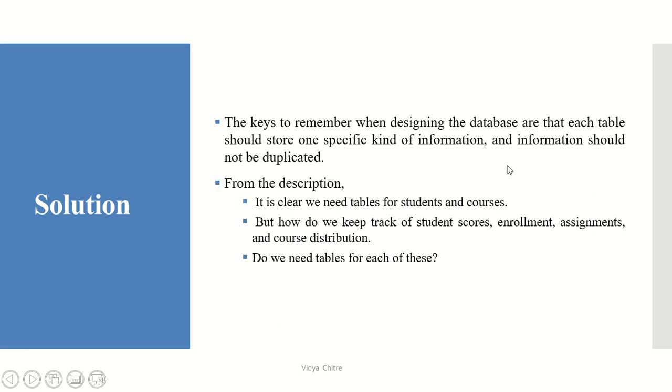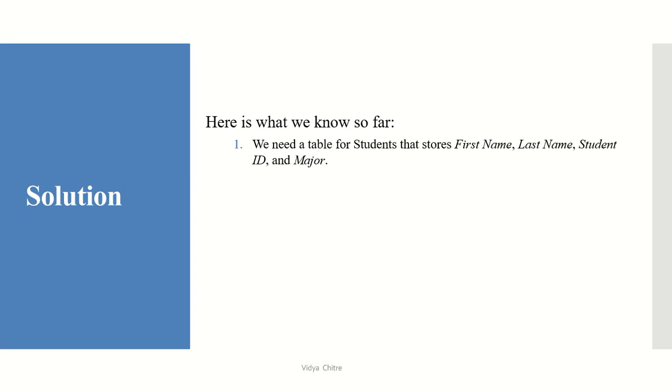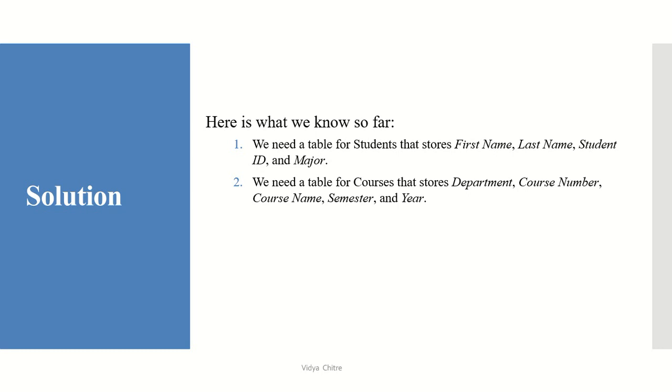From the description, it's very clear that we need to create tables for students and courses, but how do we keep track of the scores, enrollment, assignments, and the distribution? Do we need tables for each of these? So far, from this description, we need to find that out. Considering this description, we came to know that there are two important tables which we need to consider. One is the student and the second is the course. The student is the one entity which we will be considering for that.